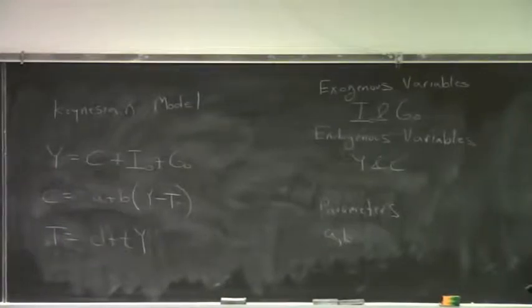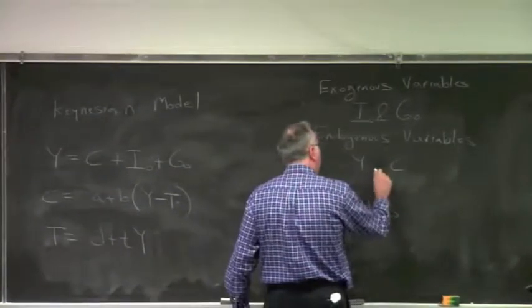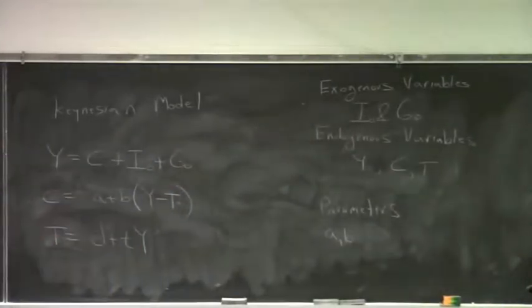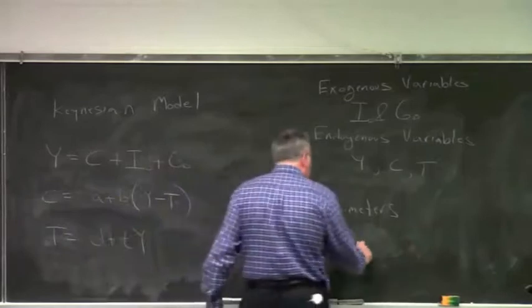Now, in this model, what are the endogenous variables? Yes, Y, C, and capital T. So in this model, we have 3 endogenous variables. The exogenous variables, same as before, are I and G. The parameters are what? They're A, B, and what else? D and what else? Little t. Yeah, that's right, the lowercase letters.